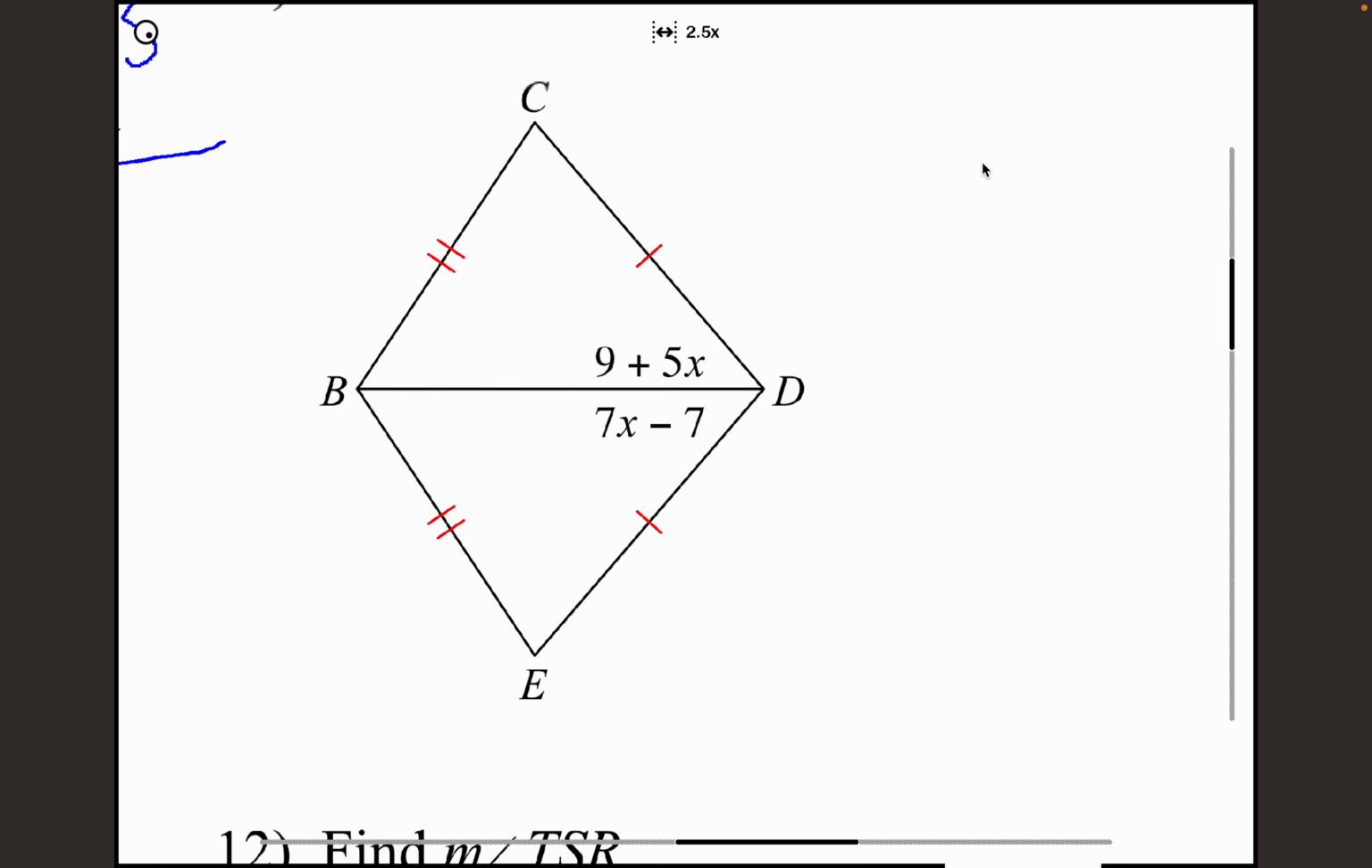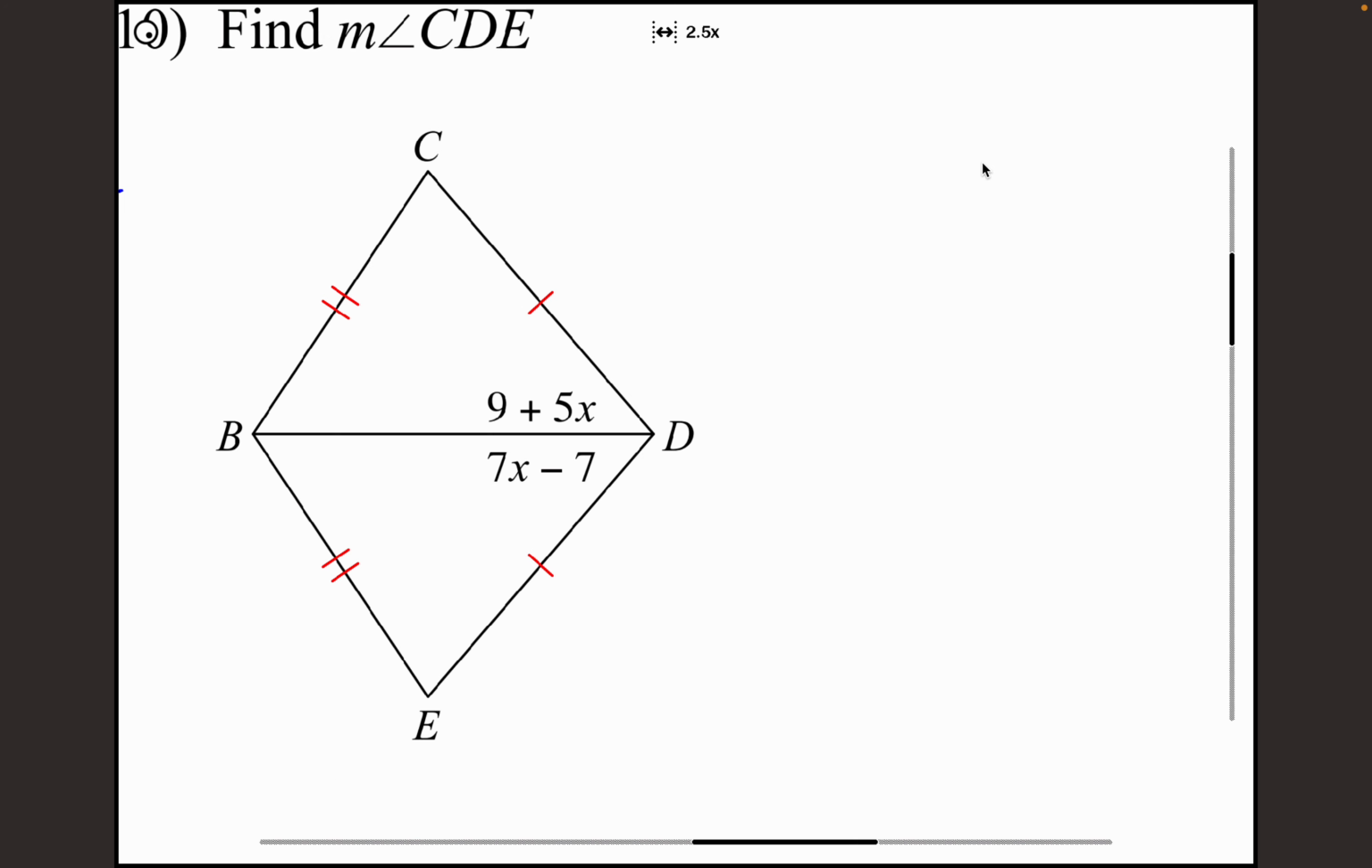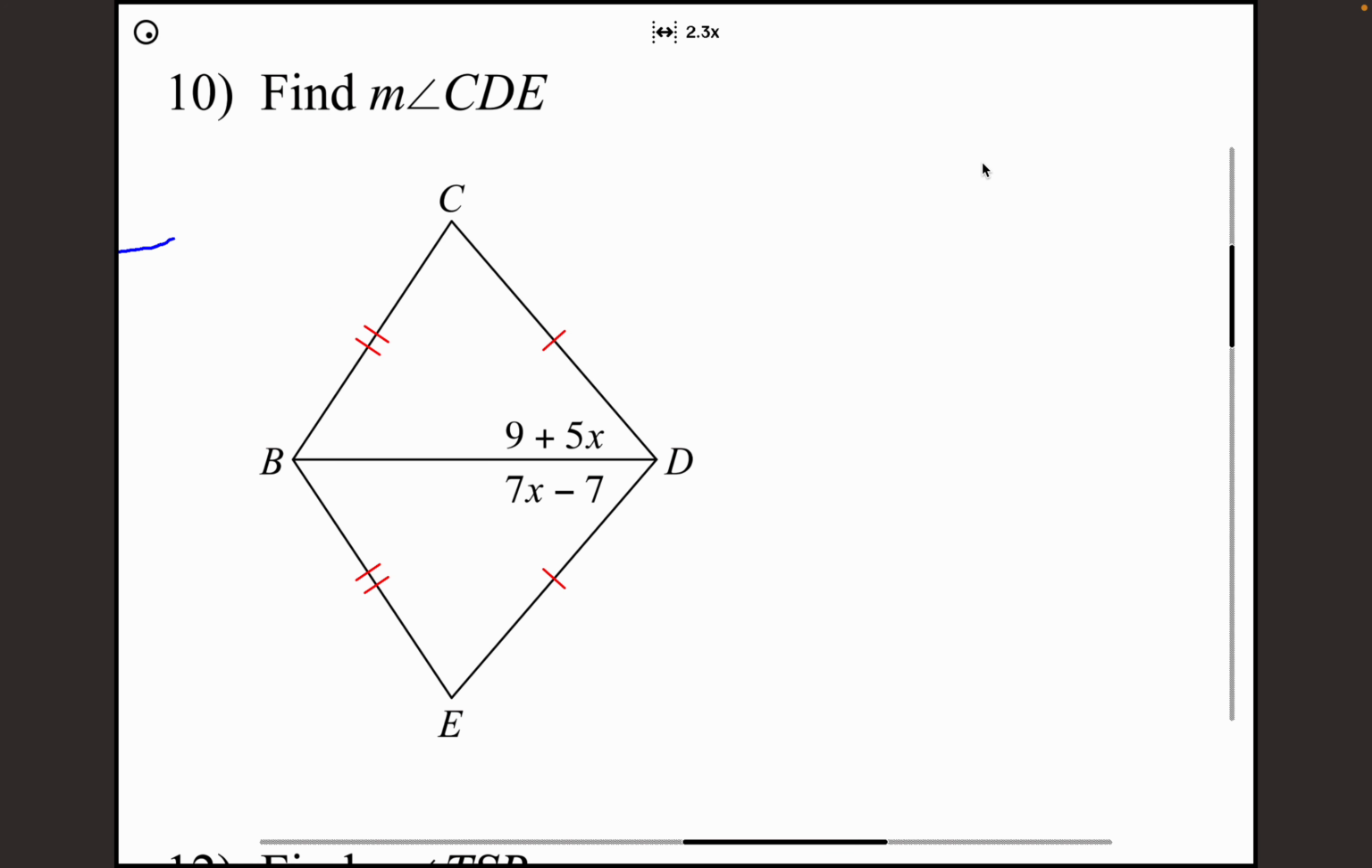Okay, let's look at 10. 10. It was 90. On this one, is this an angle bisector? It is, okay? So then how do I set this up in order to solve for x?